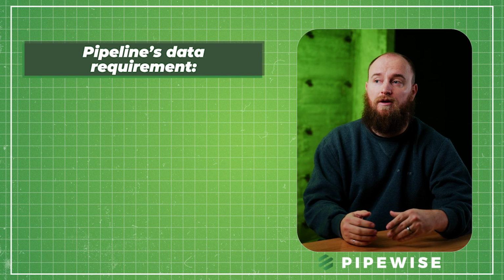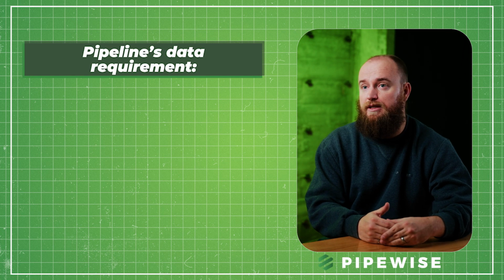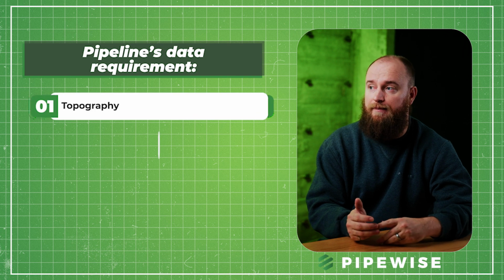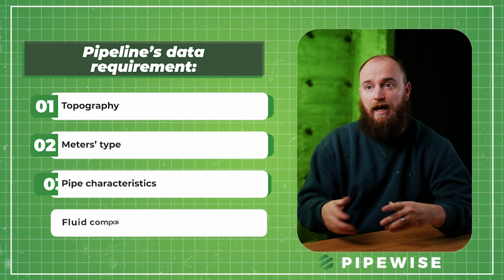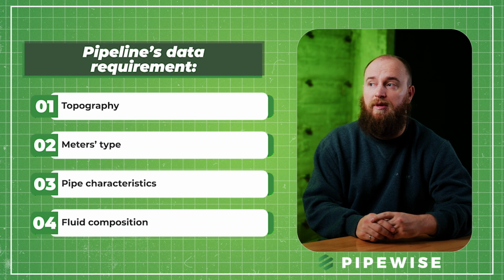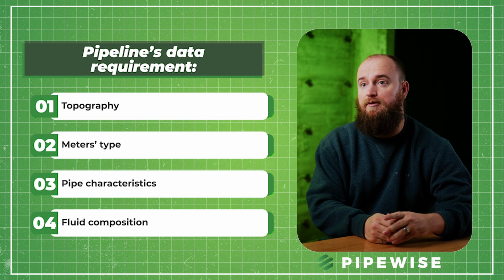The implementation roadmap for a leak detection system starts with defining the problem and understanding the pipeline that we're going to be installed on. We typically ask for some pipeline characteristics such as topography, meter type, the pipe characteristics like diameter and so on, and then a little bit about what the fluid is going through that pipeline.